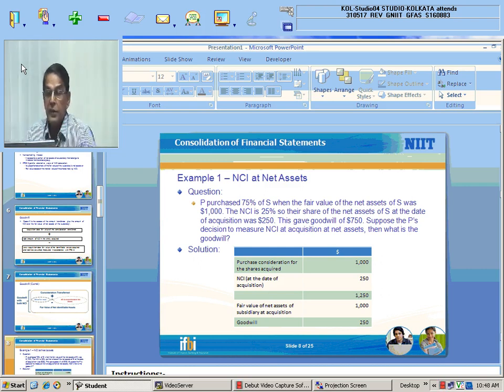So goodwill we know is the purchase consideration for the shares acquired by the investor company or the parent company, plus NCI as on the date of acquisition. Now the fair value of the net assets of the acquired company or the investee company being 1,000, NCI based on net assets is 25% of that, 250. So purchase consideration for the shares acquired is 1,000. NCI on the date of acquisition is 250. So 1,250 is the total, minus the fair value of the net assets on the date of acquisition, 1,000. So 250 is the goodwill.